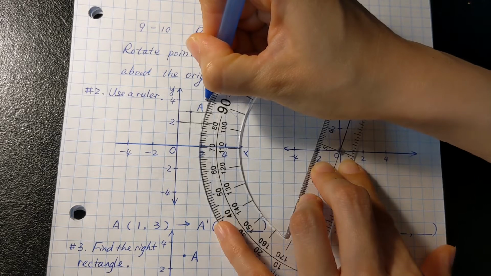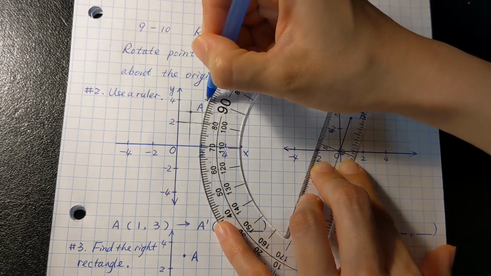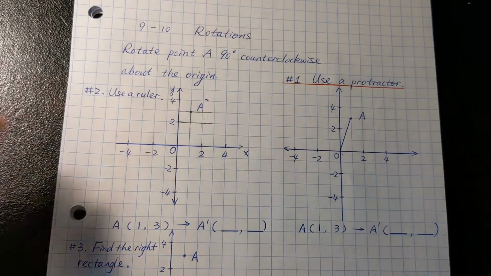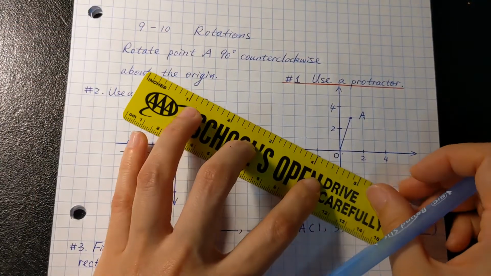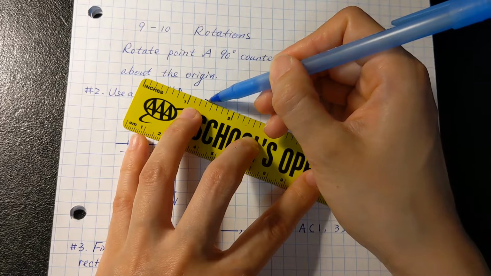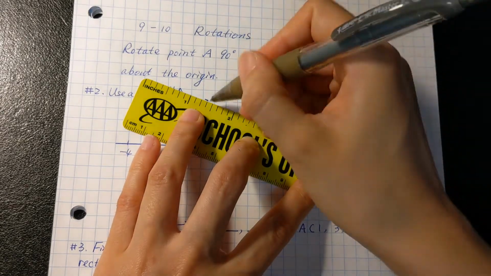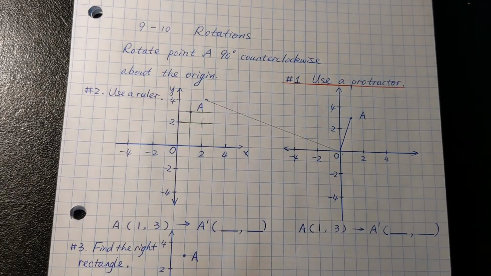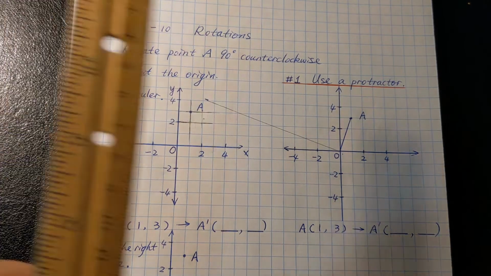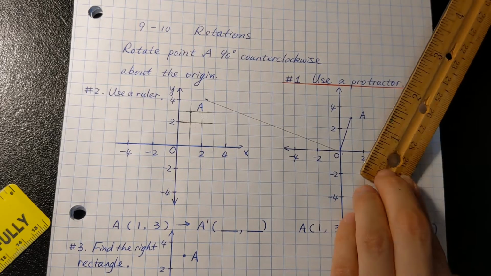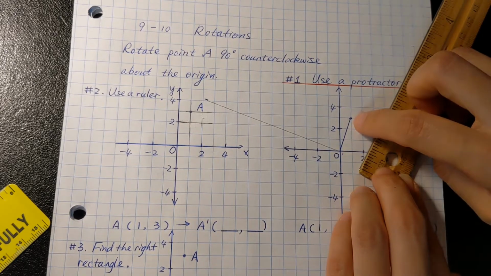I'm sorry, I extended everything into the other graph. So mark the point here. Now remove your protractor. Now we can actually connect the origin O here with the point we just marked. I'm going to use a pencil like this. So next step, we are going to measure. I'm sorry, I'm using 3 different things here. We are going to use a ruler to measure how long this OA is.